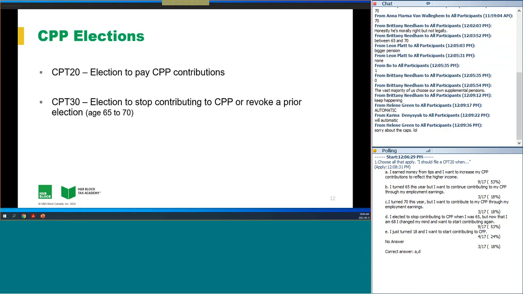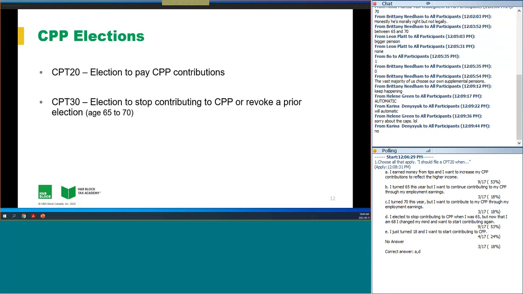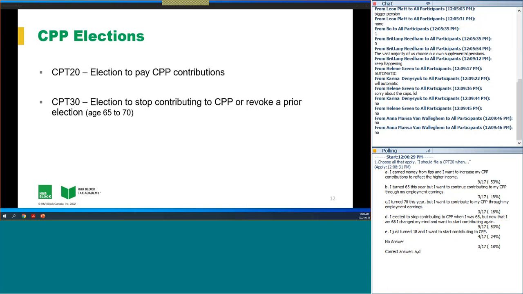Now, if you're 70 and you want to keep contributing, can you? Are you allowed to put money into CPP after you're 70? No. So, not a choice. Even if you filed a CPT 20, they would not take any more money to pay into Canada Pension. So, whatever is already in Canada Pension, that's what you've got. But if you're between 65 and 70 and you stopped, and now you're 68 and you want to start again, yes. Then in order to start again, you have to tell the government you changed your mind and you want to start again. You're going to file a CPT 20.